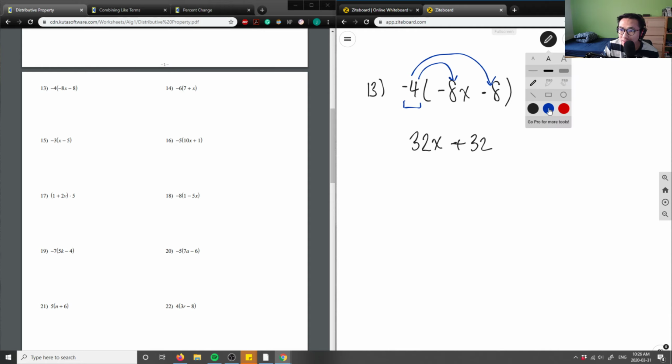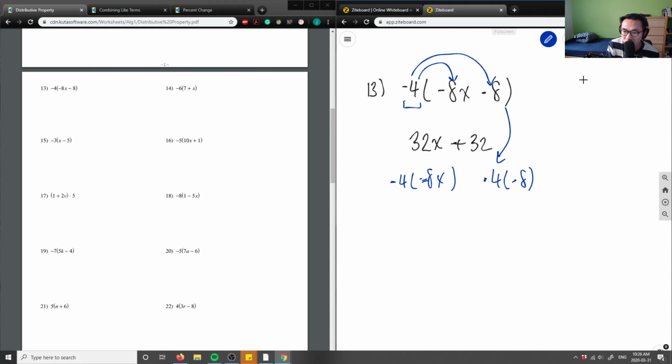What I could also do is I could actually rewrite this. If this helps some viewers at home, what I could do is rewrite this in terms of, this is -4 times -8x first. And then we have -4 times -8. And we can actually split these up and solve. So -4 times -8x is again 32x. And the -4 and -8 here is simply plus 32. And that's where we get the same answer.